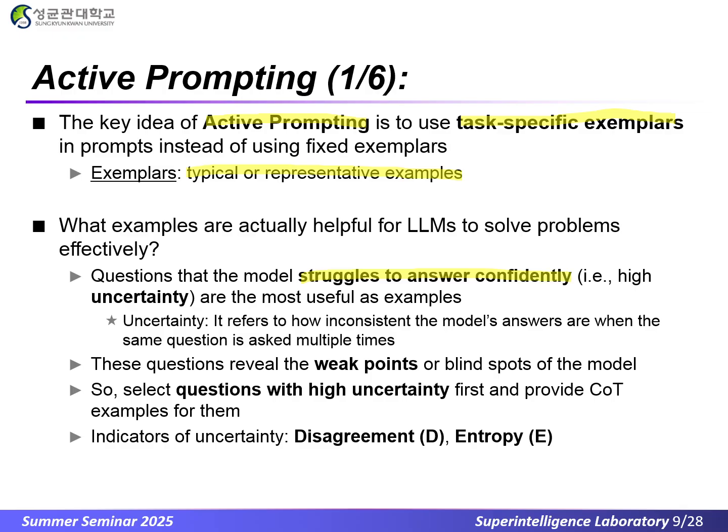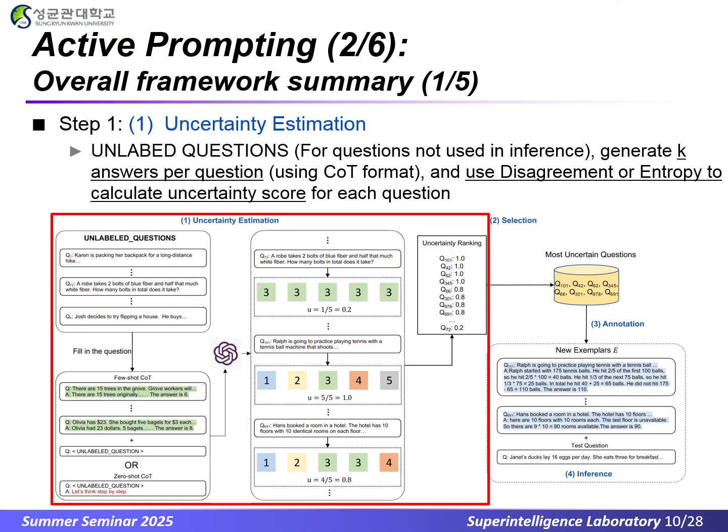In other words, those with high uncertainty, meaning its answers vary when the same question is asked multiple times. These high uncertainty questions reveal the model's weak points or blind spots. Therefore, we select questions with high uncertainty first and then provide them with chain of thought examples. To measure uncertainty, we use 2 intuitive indicators, disagreement and entropy. Before diving into the details, let's walk through the overall framework.